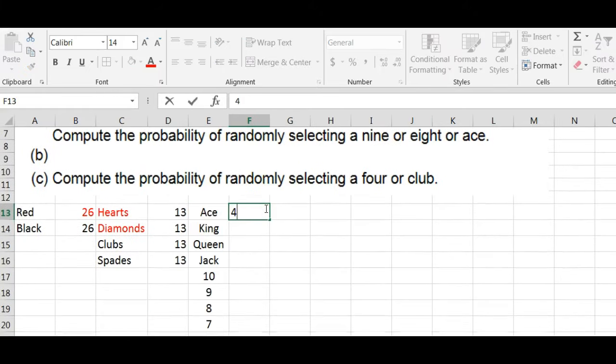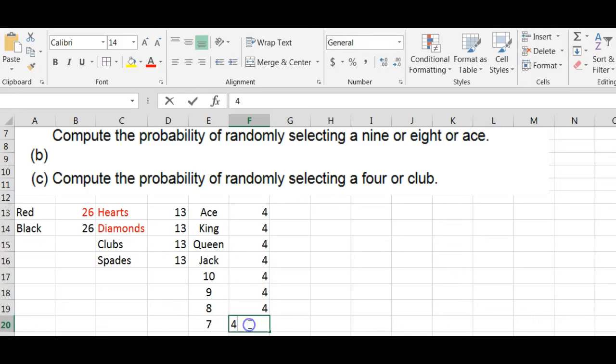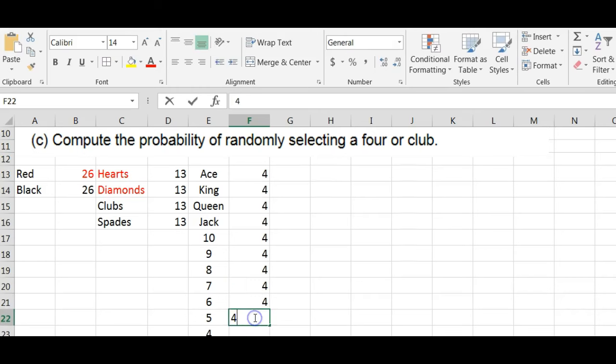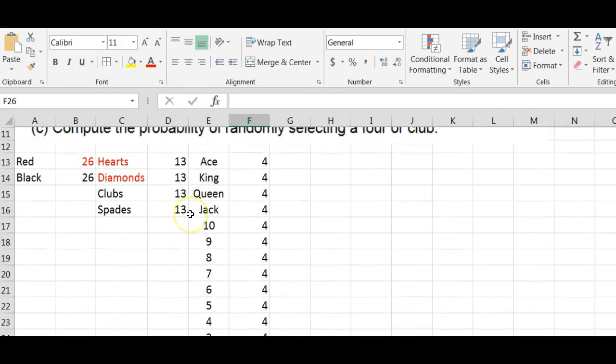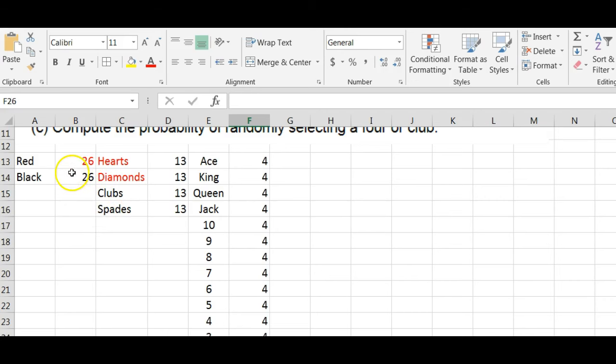I've got a total of four aces, four kings, four queens, four jacks, four tens, four nines, four eights, four sevens, four sixes, four fives, four fours, four threes, and four twos. The four aces: one would be the ace of hearts, one the ace of diamonds, one the ace of clubs, one the ace of spades, and so on. So there are 52 total cards. I can look at them as red or black. Two of those aces are red, two are black.